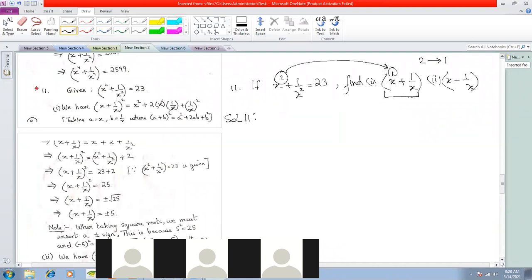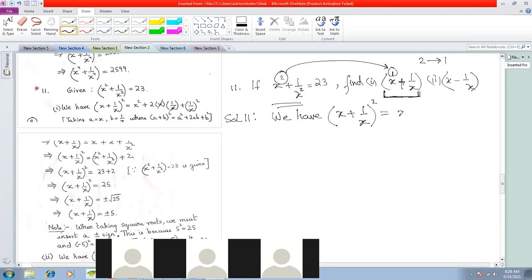with the expansion, we'll start with the identity a plus b whole square. What do we need to find out? We need to find x plus 1 by x, right? So we start with a plus b whole square. But here we don't have to square because square is already given. Okay. So what we do here is, because we want to find x plus 1 by x, we start with x plus 1 by x whole square. Okay. So x plus 1 by x whole square, write the expansion of x plus 1 by x whole square.